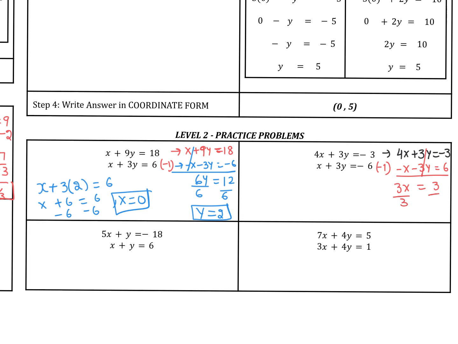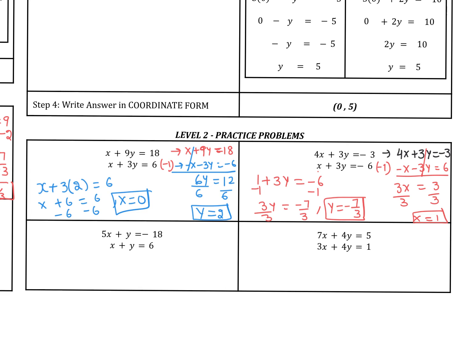Divide by 3 on both sides. X equals 1. Plug that into the given equation. So 1 plus 3y equals negative 6. Subtract 1 on both sides. 3y equals negative 7. Divide by 3. You get y as a fraction, that is negative 7 over 3.